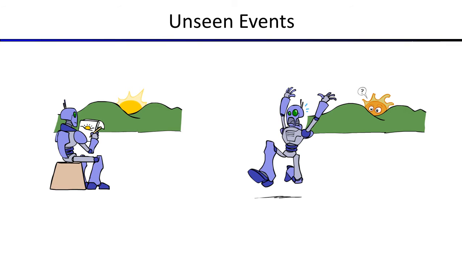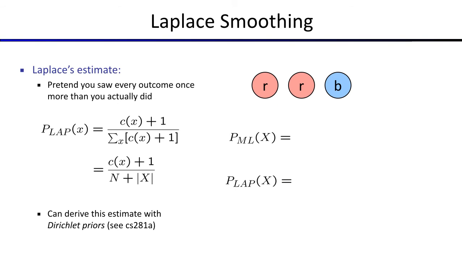And so the issue here was that we put all of our mass on one outcome, and so we were totally unprepared to deal with anything else that might have happened. And the way Laplace gets around this problem, and the technique that we derive from that, called Laplace smoothing, is you just pretend that you saw every outcome that might have happened once more than you actually did.